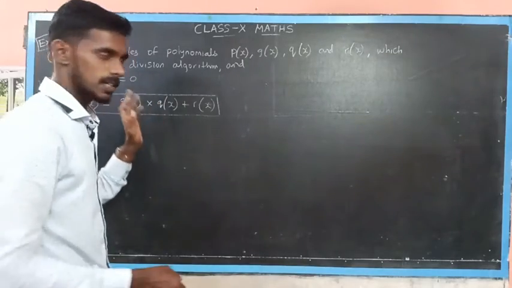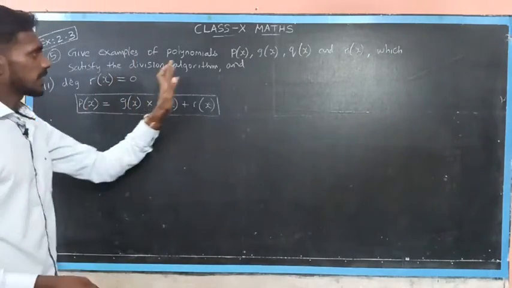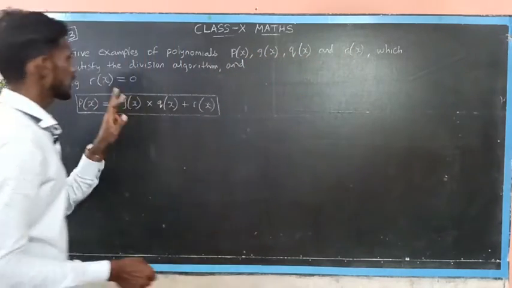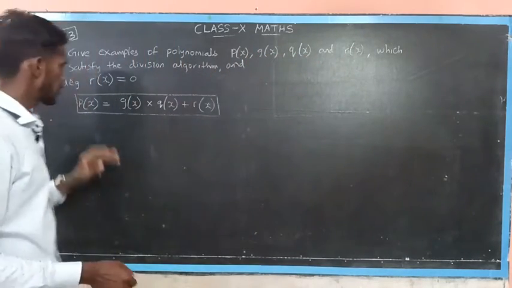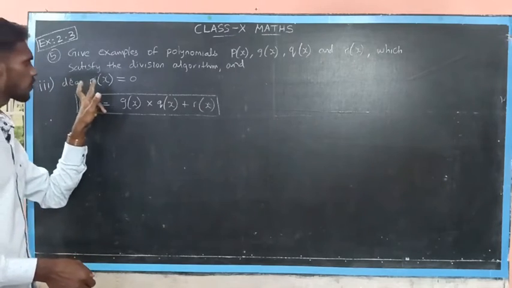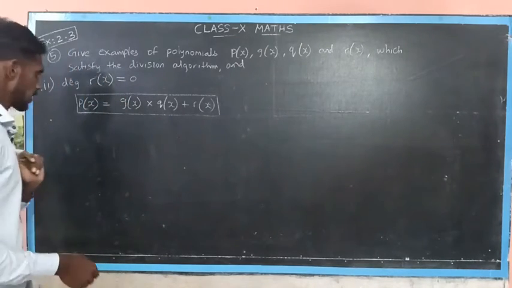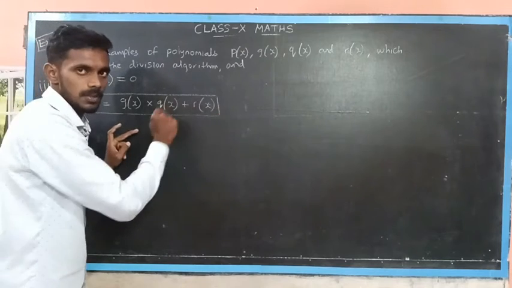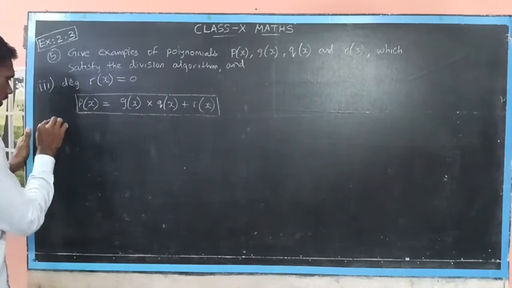Next, the third subdivision, we have to find the examples of P of x, G of x, Q of x and R of x, so that it should satisfy the division algorithm and the condition that degree of R of x must be 0. Okay. So let's move for the solution. It is the division algorithm for the polynomials.